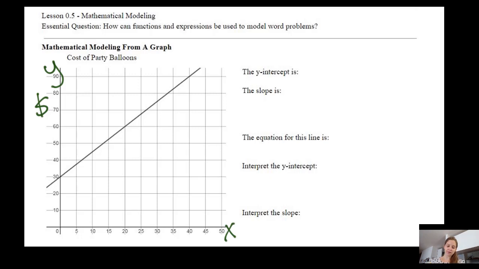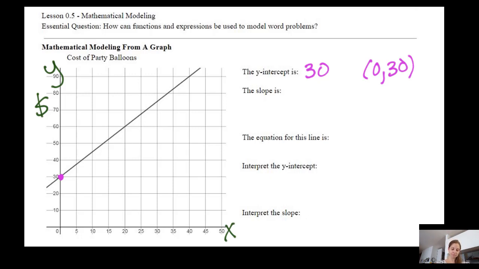So looking at this graph, we can pick out the y-intercept, right? You look at the y-axis, and the y-intercept is where the graph crosses. So the y-intercept here is 30. You could write this instead as (0, 30). That would be fine. 30 is also fine.